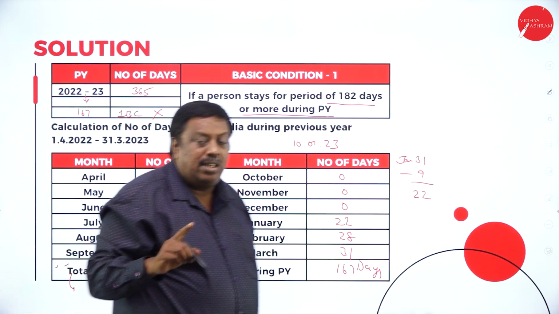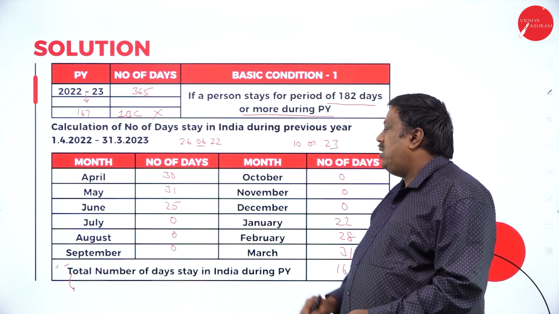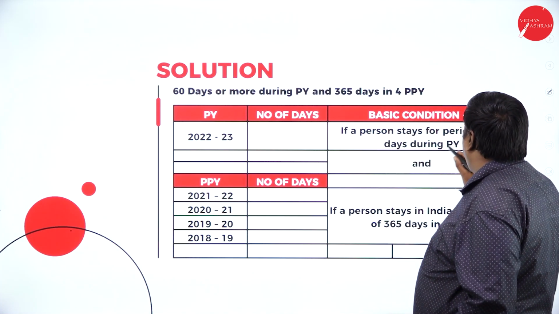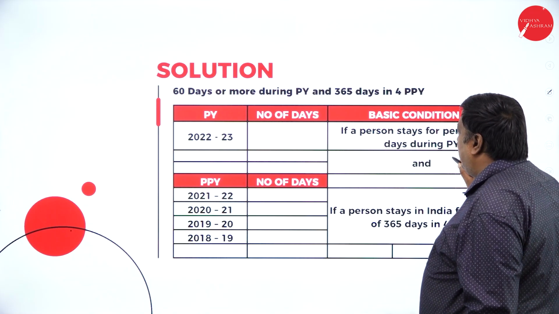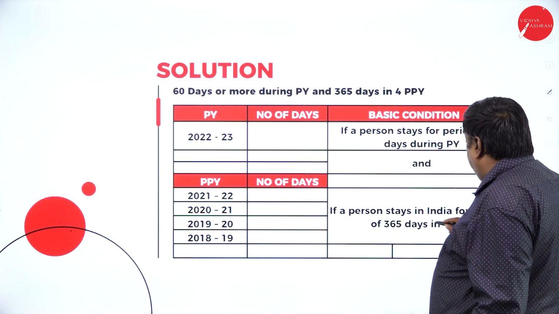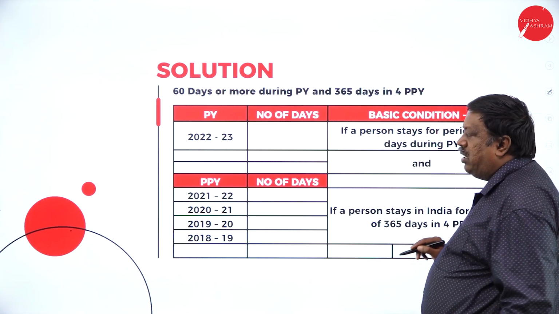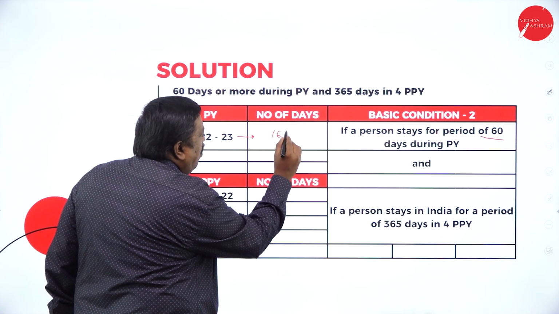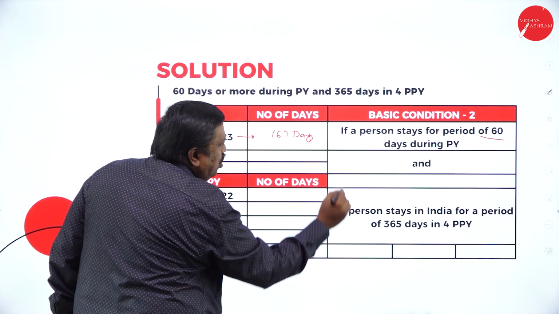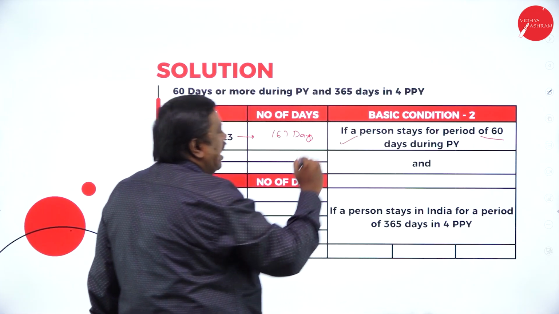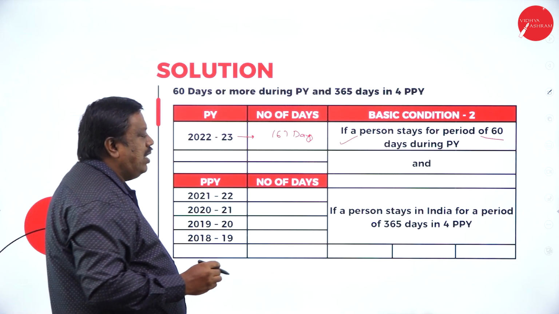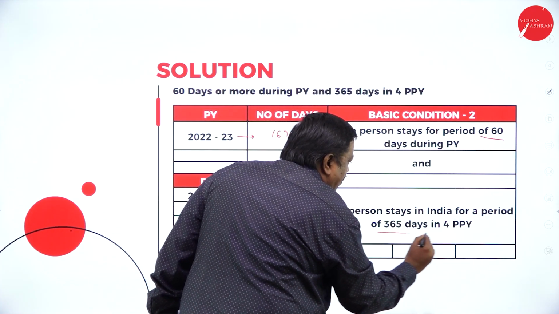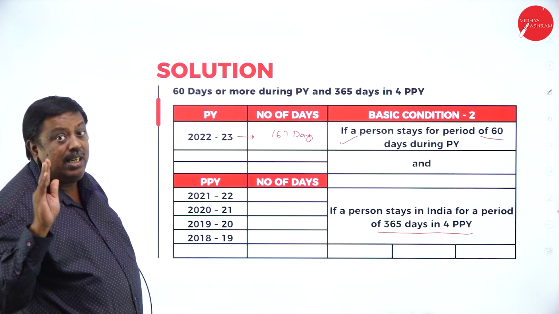So one basic condition, I couldn't satisfy during the previous year. Then what is the second basic condition we have here? The second basic condition says: 60 days or more during the previous year and 365 days in the 4 preceding previous years. Now, during 2022-23, I've stayed in India for 167 days. So I've satisfied half of the second basic condition. What is the remaining part? A person should stay in India for a period of 365 days or more in the 4 preceding previous years.